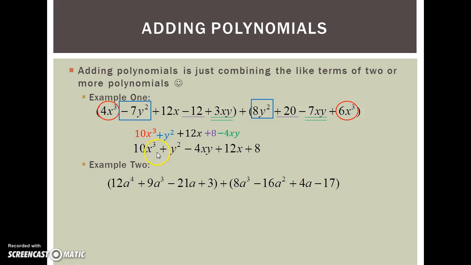So 10x to the third is a degree of 3. Both of these have a degree of 2. So you could have these in either order, then degree of 1 and then degree of 0.